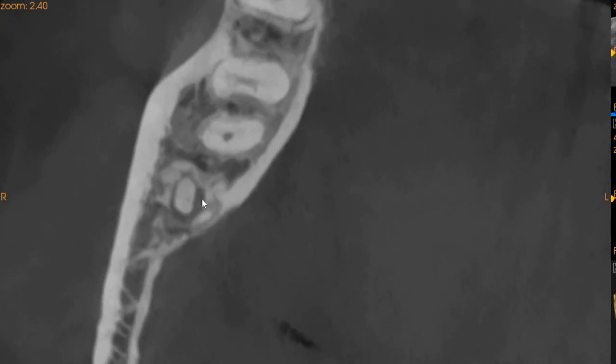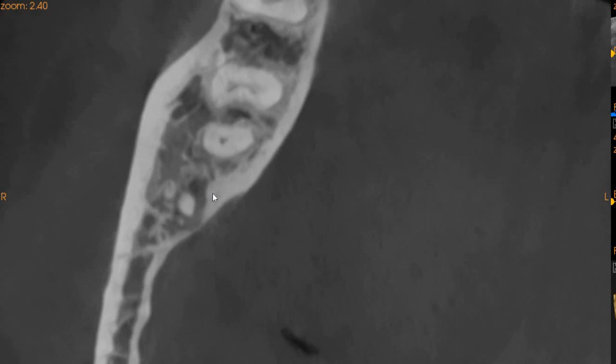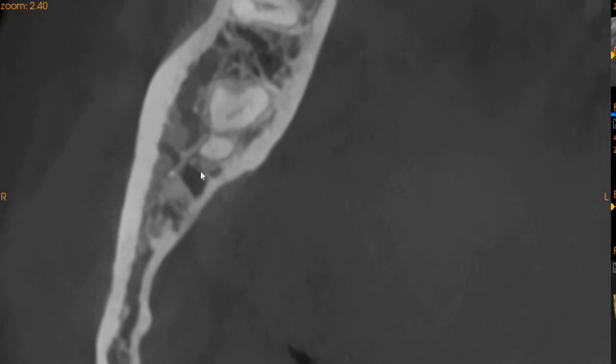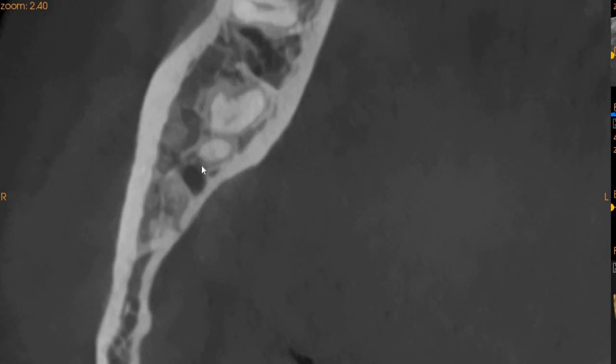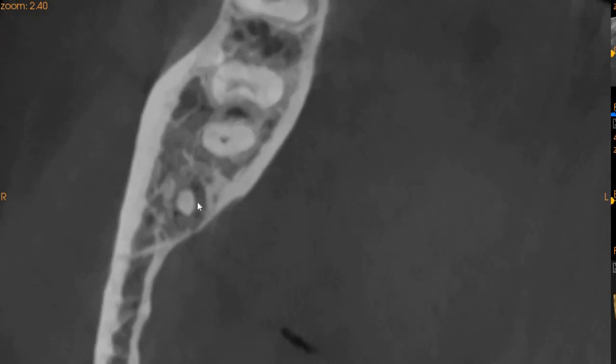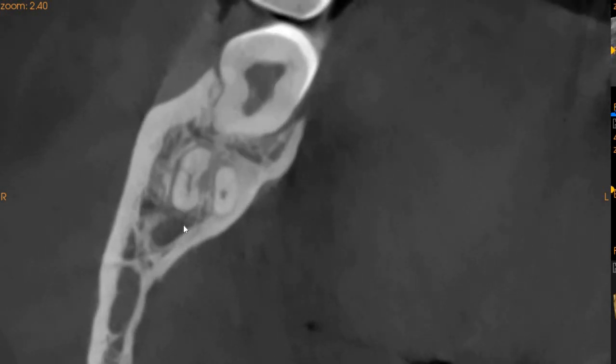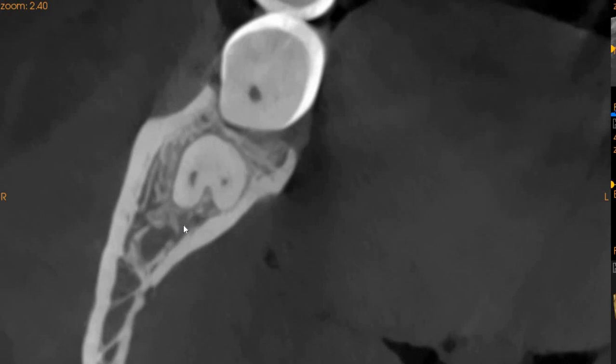We can see that the canal has been compressed, and as we move more apically, we can see that the canal goes further. It is also very closely associated with the roots of the lower right second molar. But this is the canal. As we move distally, we can see the canal goes between the two roots and then passes through the two roots and goes further distally.